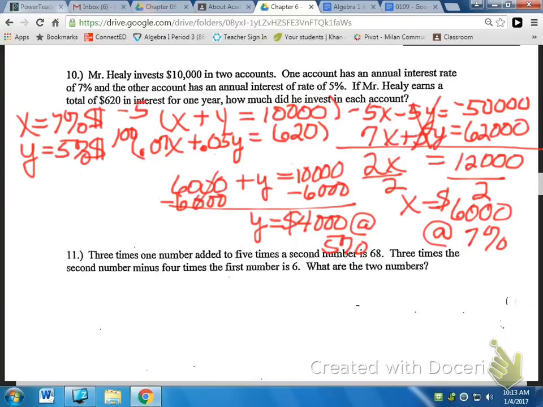Would you have done substitution? You definitely could have done substitution if you wanted to on that one. Change the top equation to x equals or y equals. Definitely could have done substitution. Questions? You really do have an option on a lot of these of either way. Okay, questions about that?